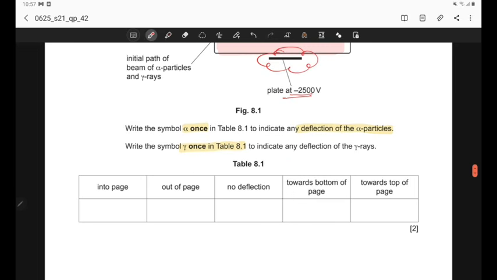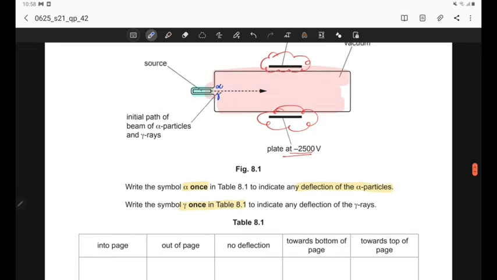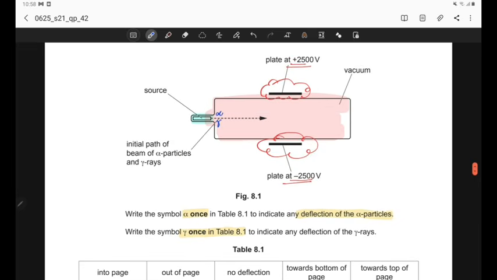So we can look at the table and we should check what will happen to alpha and gamma rays, whether they will deviate into the page, out of the page, or there won't be any deflection, or towards the bottom or towards the top of the page. Here, first of all, we can think about gamma ray. Gamma ray is simply an electromagnetic wave.